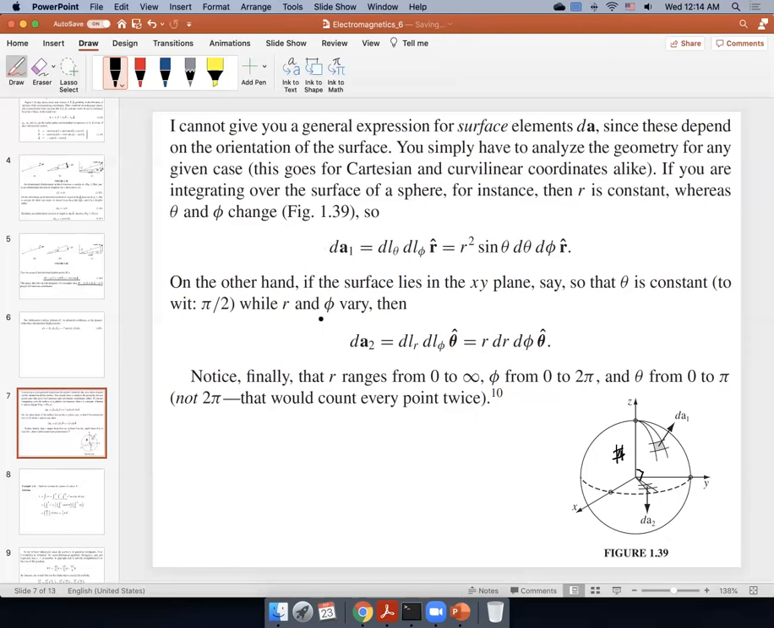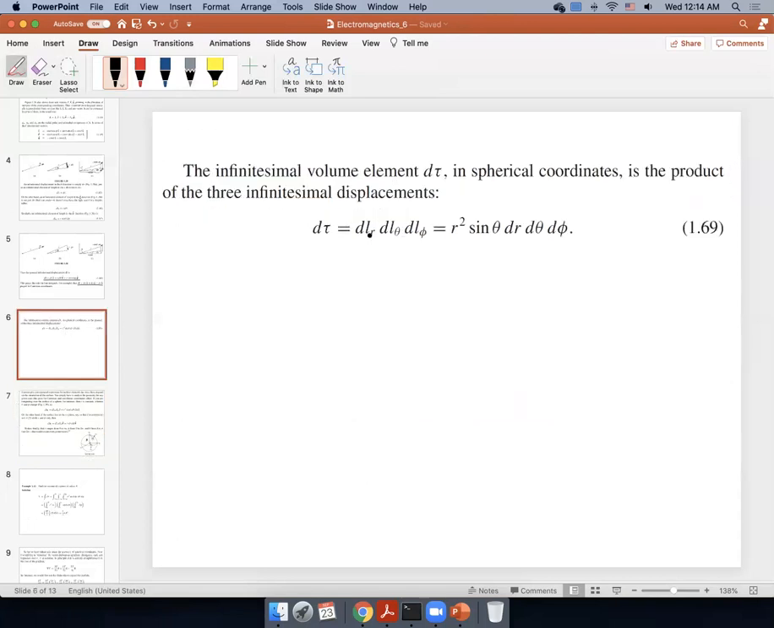Here, in these two cases, they're relatively easy, so you can easily express the dA by some simple equations. But for some other cases, it might be more complicated. There's no general or uniform equation for dA. This is a different thing than dτ, because for dτ you have a general equation. It's always dτ equals dl_r times dl_theta times dl_phi.